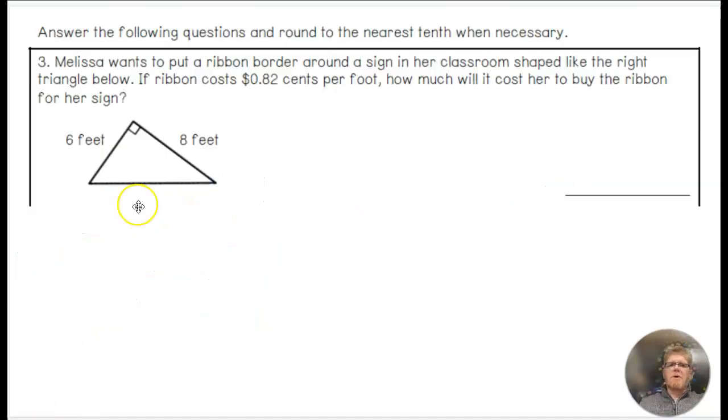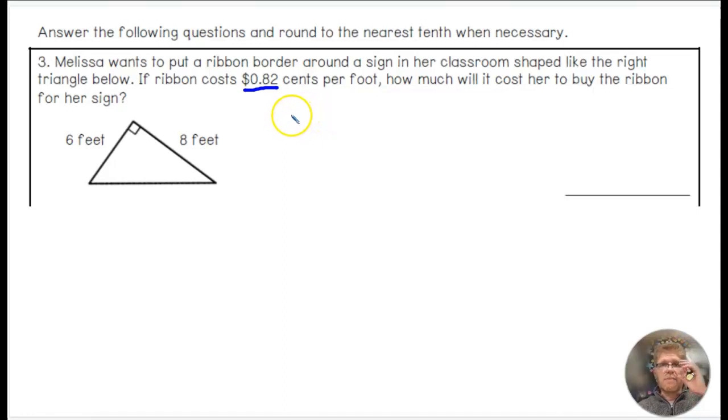That's it. Problem number 3. Melissa wants to put a ribbon border around a sign in her classroom that's shaped like the right triangle before. So there's our sign shape. If ribbon costs 0.82 cents per foot, how much will it cost her to buy the ribbon for her sign?